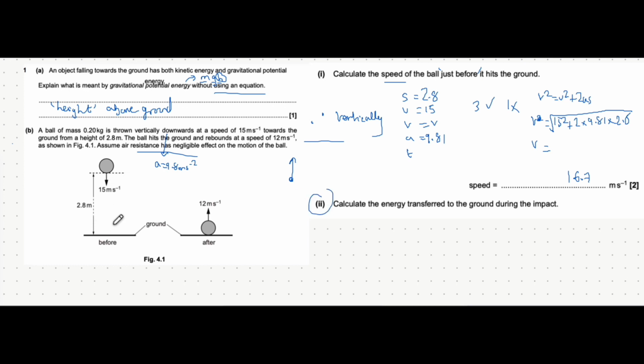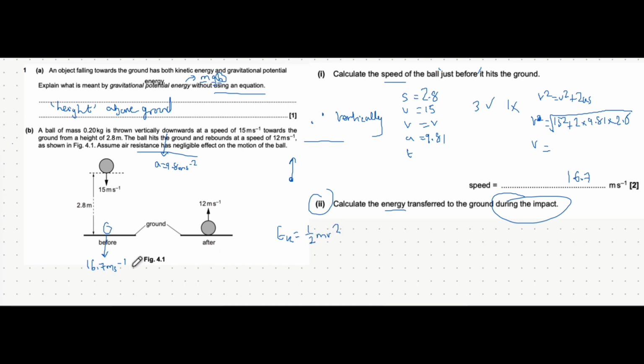So just to clarify, that means that it starts off with a speed of 15 meters per second, and after accelerating due to gravity, just before it hits the ground, it has a speed of 16.7 meters per second. We then know that it rebounds off the ground with a speed of 12. It's asked you to find the energy transferred during the impact with the ground. What form of energy relates to speed? Well, it's kinetic energy. We know kinetic energy is a half mv squared.